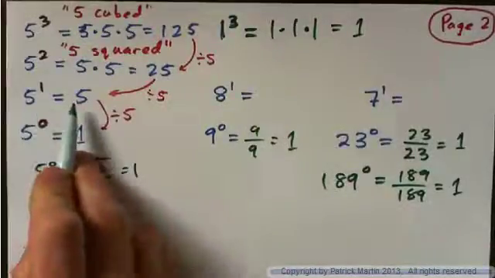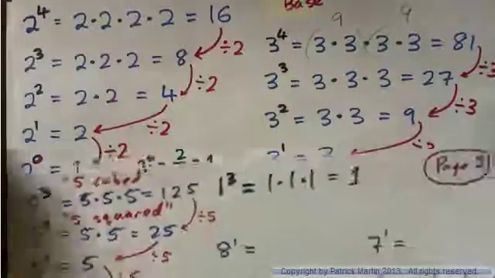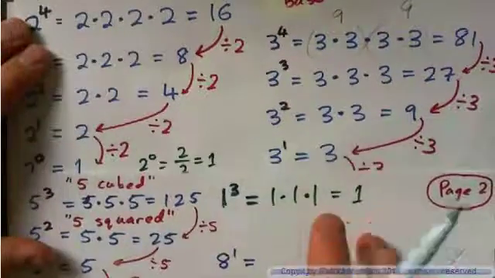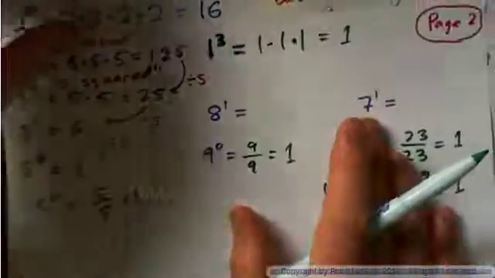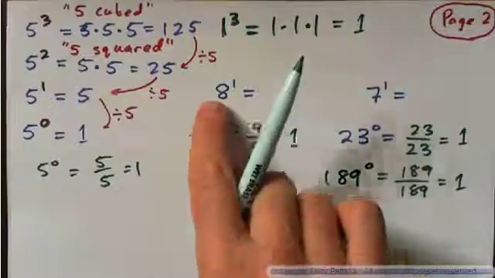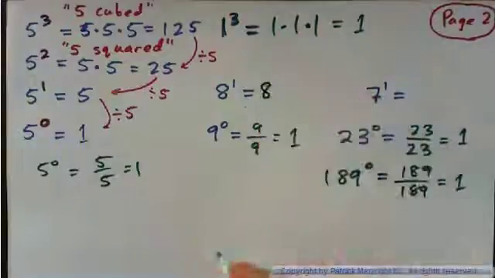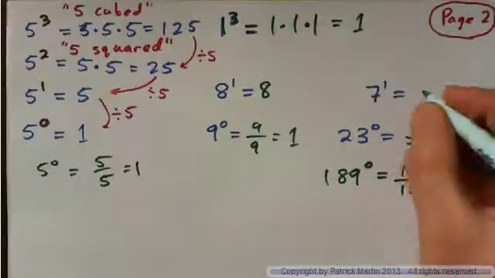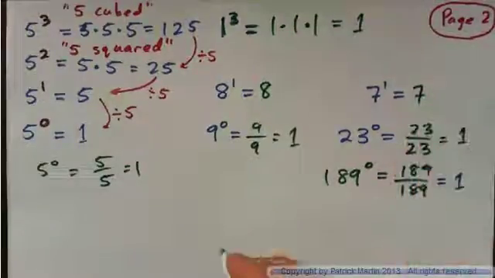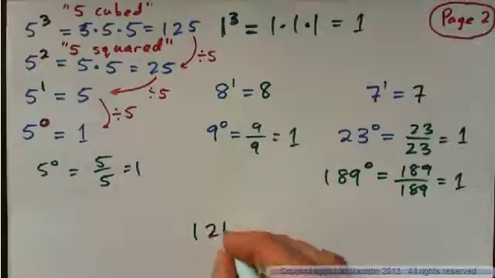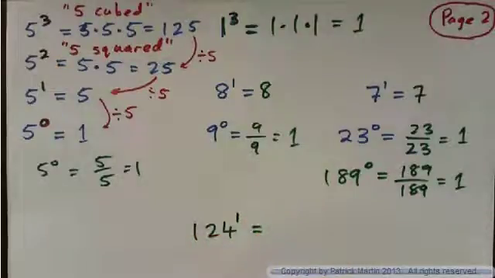What's 8 to the power of 1? 5 to the power of 1 is 5. If we look back at your page, 2 to the power of 1 is 2. 3 to the power of 1 is 3. So what do you think 8 to the power of 1 is? Well, it's just 8, right? What about 7 to the power of 1? 7, right? What about 124 to the power of 1? 124, right?